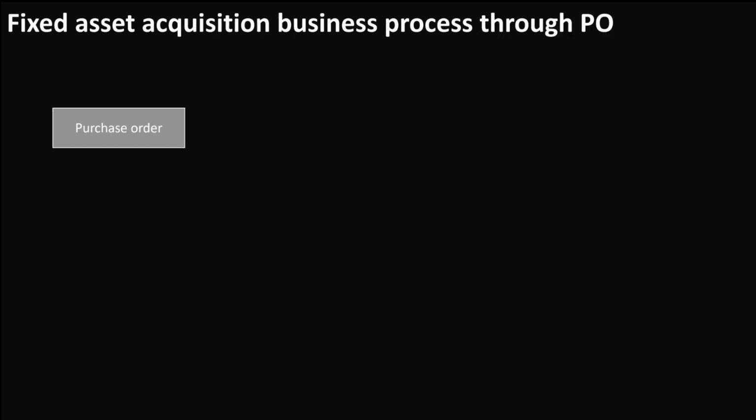The business process commences with the initiation of a purchase order. It is essential to specify whether you want to create a new fixed asset through the purchase order procedure or select an existing fixed asset. Upon the receipt of the ordered asset through a purchase order, here let's assume you have chosen to generate a new fixed asset ID during this process.